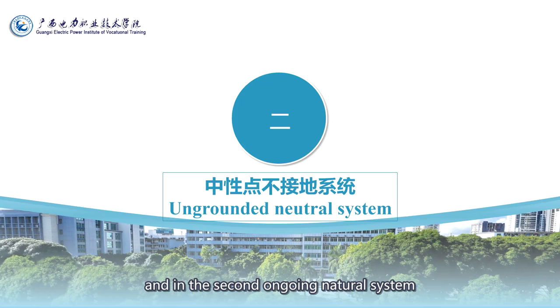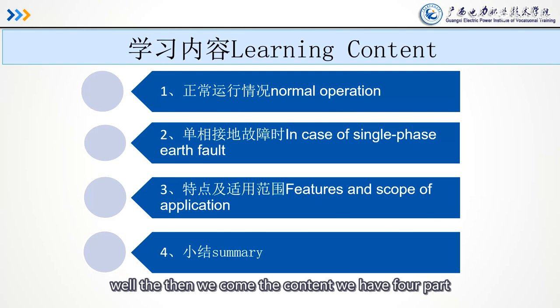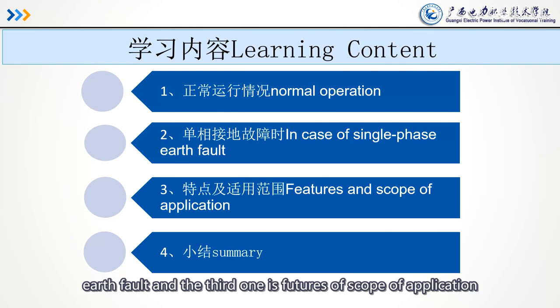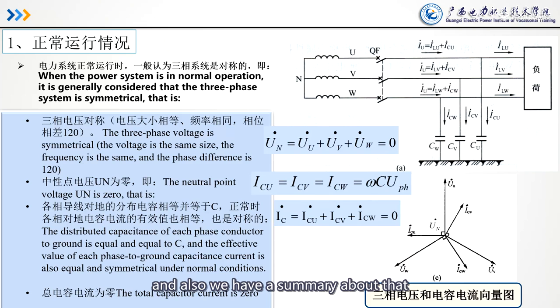And in the second part, the ungrounded neutral system, the content has 4 parts. The first part is normal operation, the second is in case of single-phase earth fault, and the third one is features and scope of application, and also we have a little summary about that.